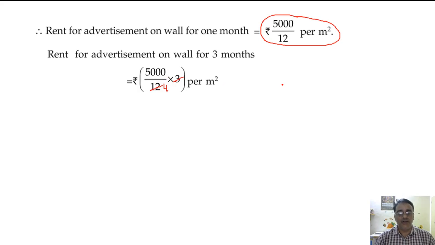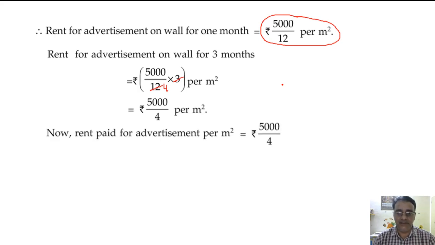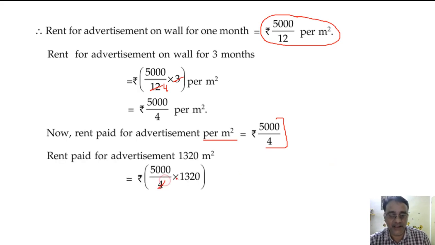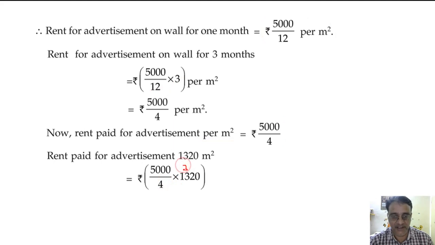5,000 divided by 4 is 1,250. Right, 1,250. Okay. Now the rent paid for advertisement per meter square is this one. And total area is 1,320. So we have to multiply. Now this we can cancel it. We'll get 3, 3, 0.